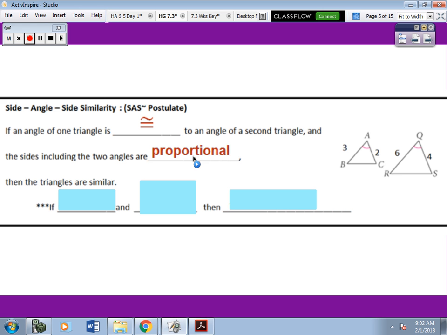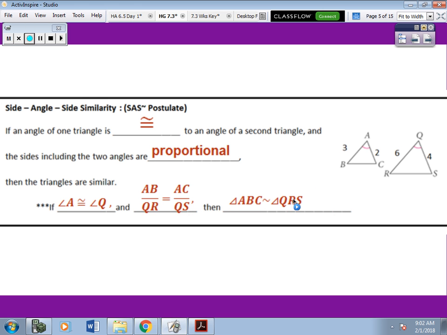So you'll have to prove that they're proportional. 3 over 6 is 1/2, 2 over 4 is 1/2, those are proportional, therefore the triangles would be similar. So if you know angle A is congruent to angle Q, and you know that the proportions are equal, so that would be, if there weren't numbers there, we would have AB over QR is equal to AC over QS. So we have side angle side, then the triangles are similar.